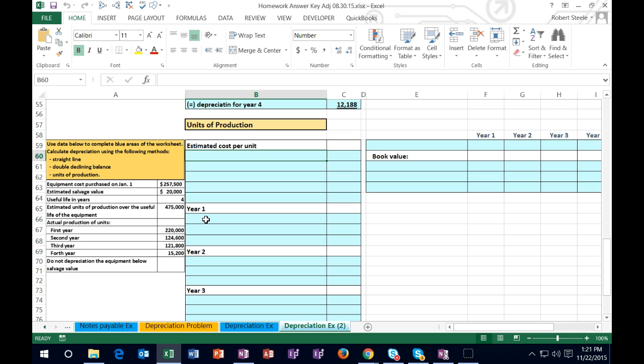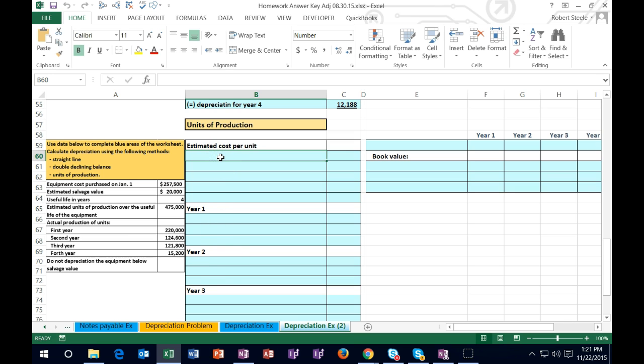Now, in this case, we happen to be in the same 4-year period, but we don't need to know it's going to live for 4 years necessarily. We just need to know the total amount of units, in this case, that will be produced. And then it's going to give us the units per year. We're going to have to count them. First year has 220 units, then second year 224.6, and then third year 221.8, and fourth 15.2. And we do not want to go below, once again, the salvage value being the 20,000.